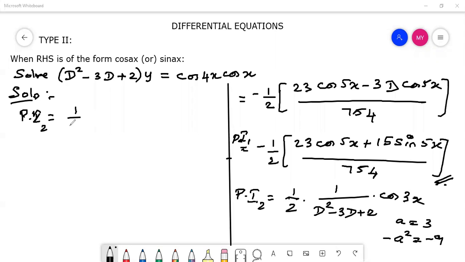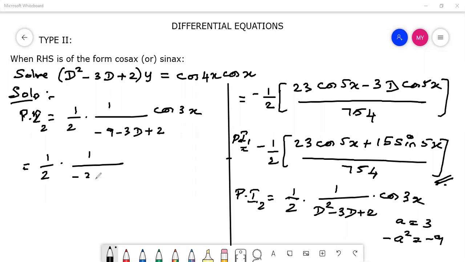It will be 1 by 2 into 1 by, what is D square? Minus 9. So minus 9 minus 3D plus 2 into cos 3x. So after solving this, 1 by 2 into 1 by minus 3D minus 7 into cos 3x is there. So again we can take the negative symbol commonly outside. So the value is 1 by 3D plus 7 into cos 3x.